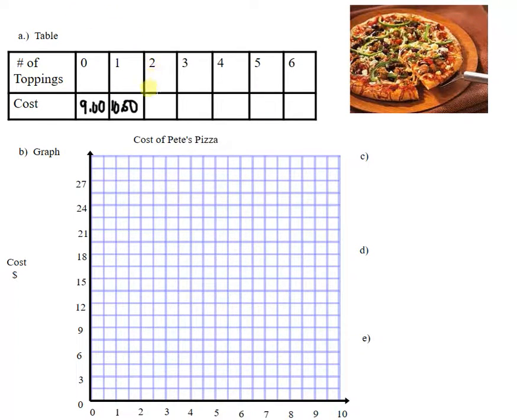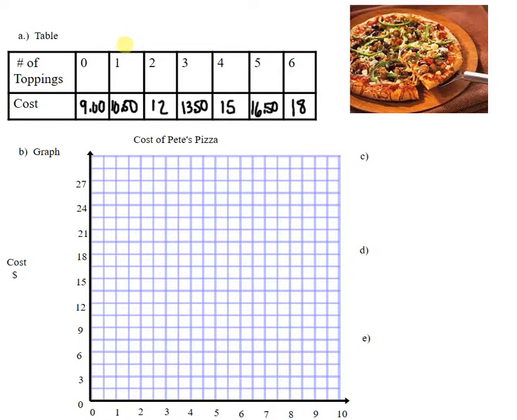Okay, and the cost of 2 toppings, well, we would add on another $1.50. So we would get $12. And for 3 toppings, we'd get $13.50. Okay, 4 toppings, we'd get $15, $16.50. And for 6 toppings, we would get $18.